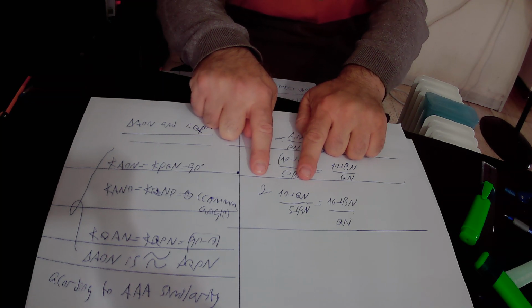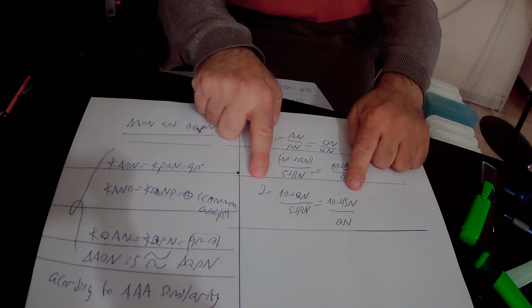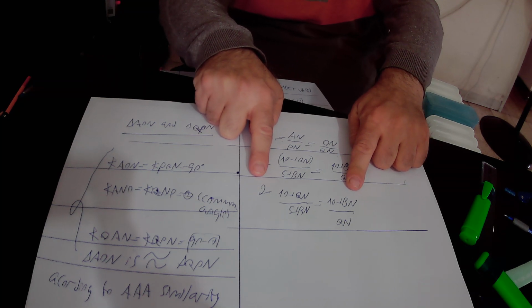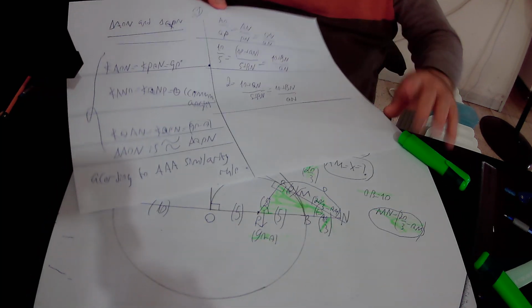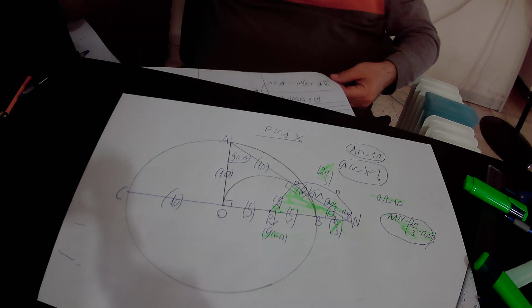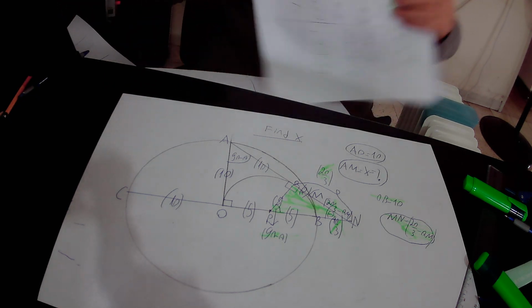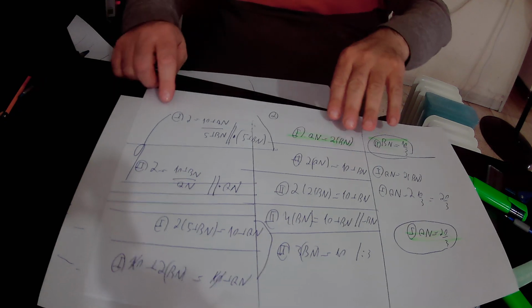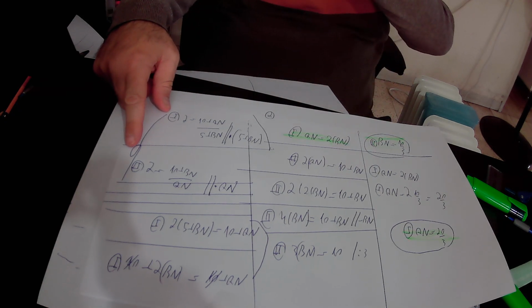According to equation number 1, 2 equals 10 plus QN over 5 plus BN. Those two sides are also equal to each other. Therefore we created equation number 2. According to equation number 2, 2 equals 10 plus BN over QN. So here, those are the two equations that we created from the big equation.